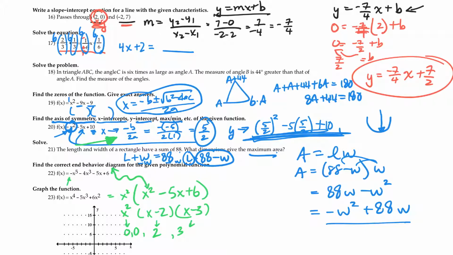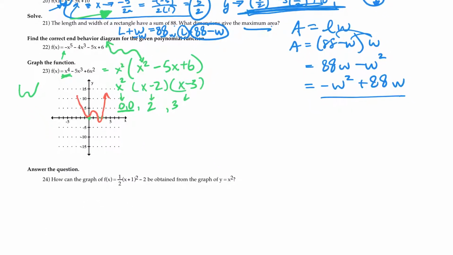So at 0 something happens, at 2 something happens, and at 3 something happens. I know since it's an x to the fourth, it starts high and ends high, and has two bumps in the middle. Since this one has a multiplicity of 2, the graph will come down, and at that point it just bounces back, goes up, comes back through here, and then back through there. That's what I'm looking for with that one.